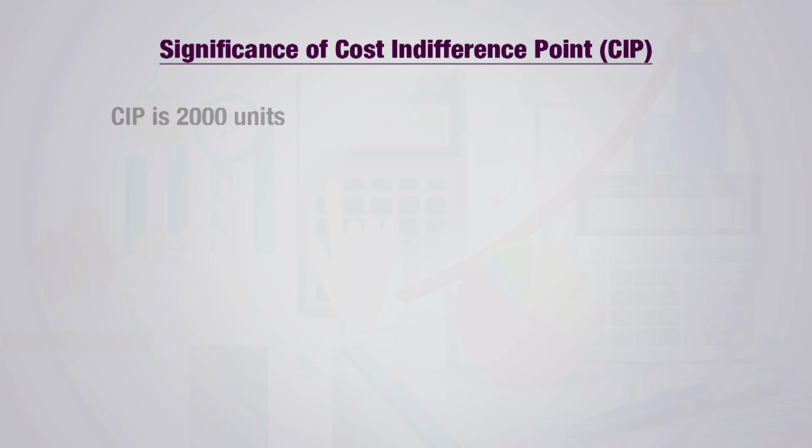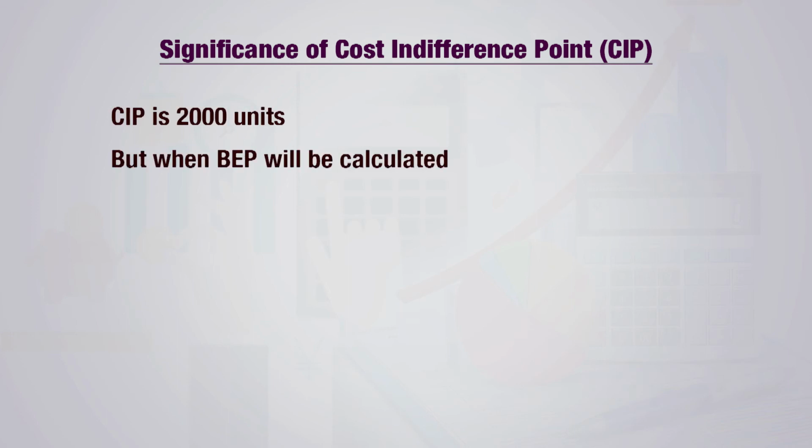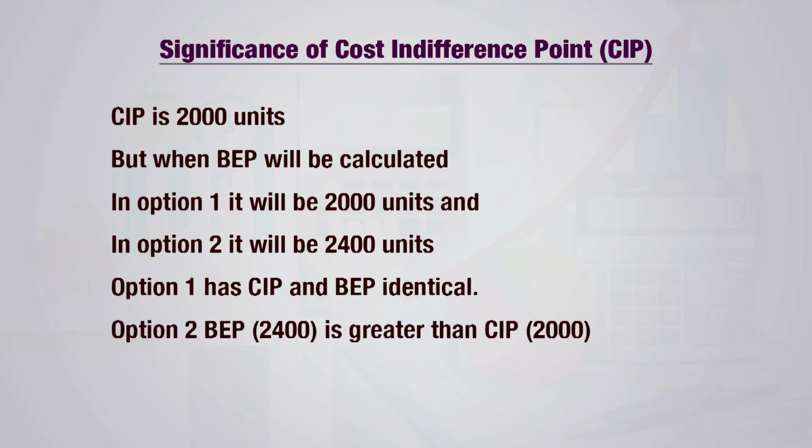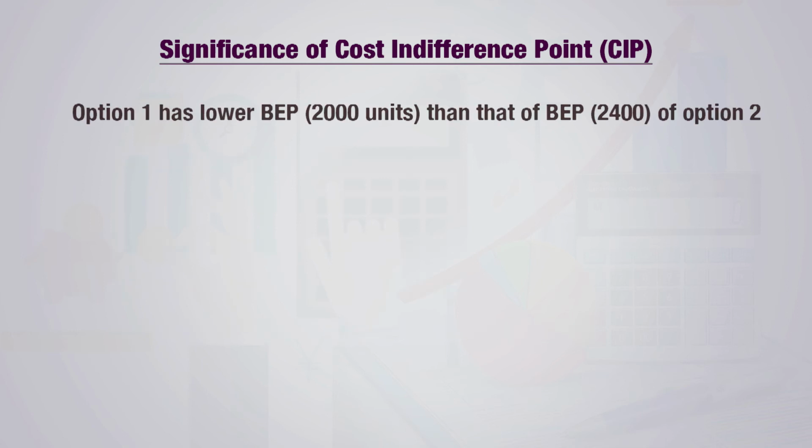Here CIP is 2000 units, but when BEP, that is break-even point, is calculated, in option 1 it will be 2000 units and in option 2 it will be 2400 units. Option 1 has CIP and BEP identical, while under option 2 BEP is 2400, which is greater than CIP 2000. Option 1 has lower BEP, that is 2000 units, than the BEP 2400 of option 2.